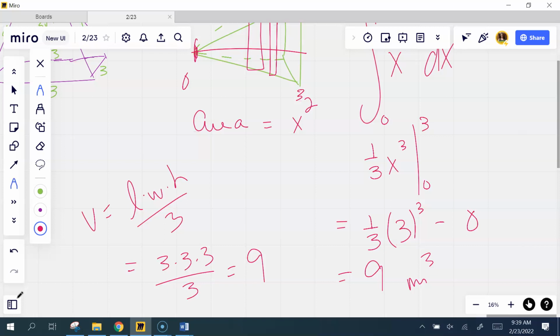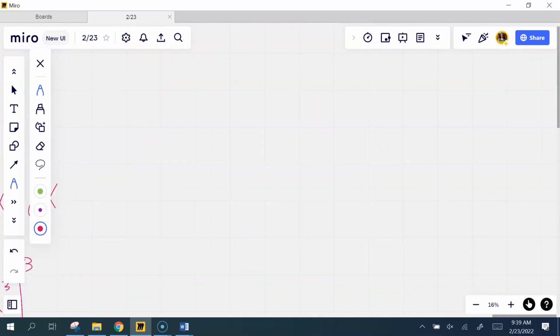Let's work through a couple of number ones. In numbers 1 and 2, find a formula for the area of the cross sections of the solid that are perpendicular to the x-axis. Okay, so we're not finding the volume right now. Right now we're just trying to find the area equations, okay?